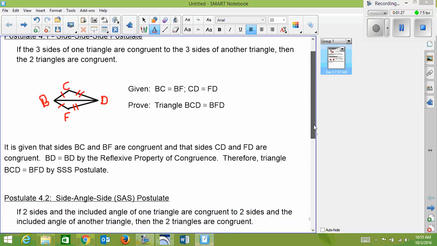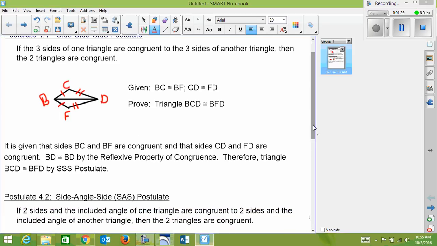Then there is one other postulate for this section. It is postulate 4.2, which is the side-angle-side postulate. That says that if two sides and the included angle, that means the angle in between those two sides, of one triangle are congruent to two sides and the included angle of another triangle, then the two triangles are congruent.